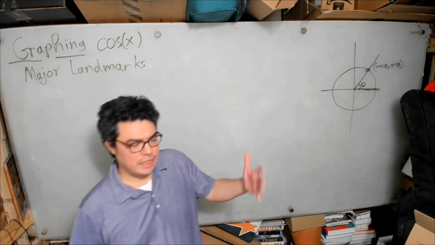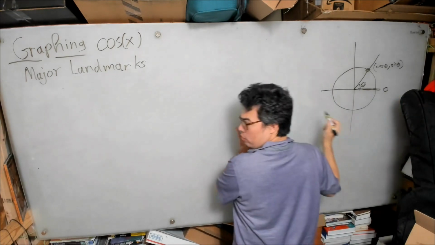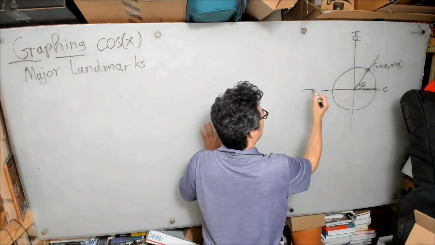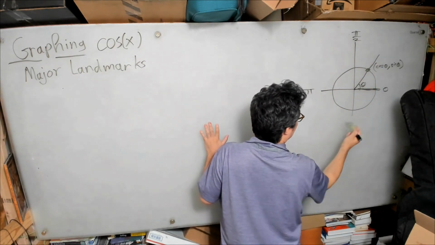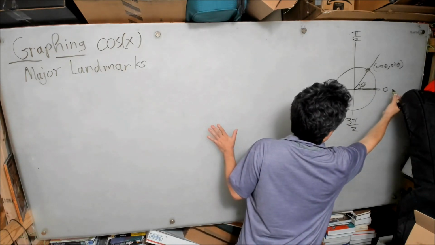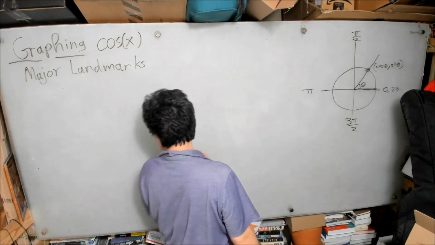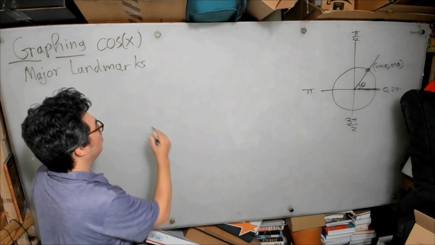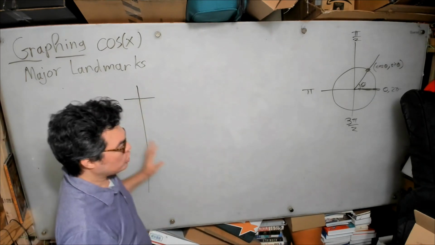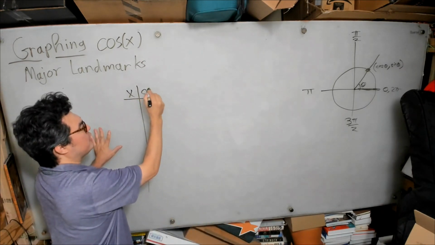Now let's think about this for a moment. We now know that this angle, of course, is going to be 0 radians. This is going to be pi over 2 radians. This is, of course, pi radians. This is 3 pi over 2. And of course, here at 0, coterminal with that is 2 pi. Just as before, we're going to look at our major landmarks for our cosine. Now watch this. Let me put x here and cosine of x here.